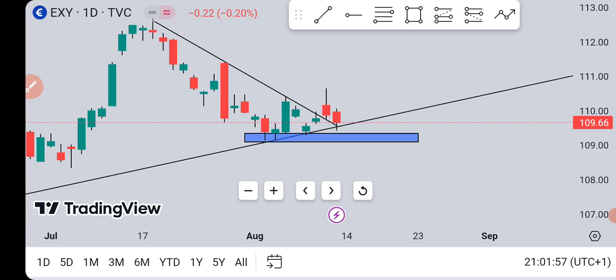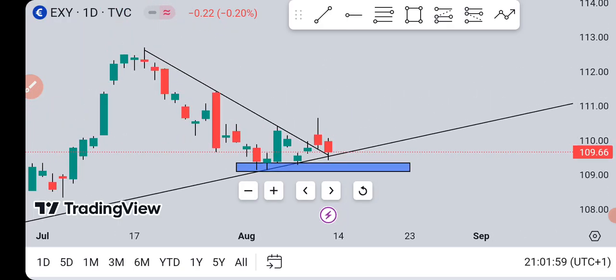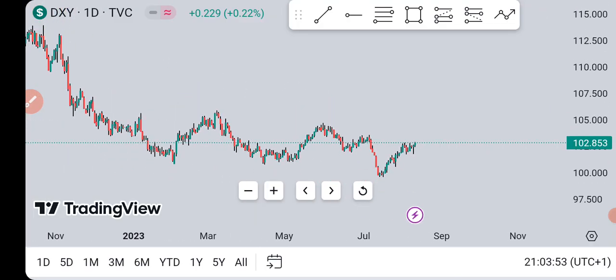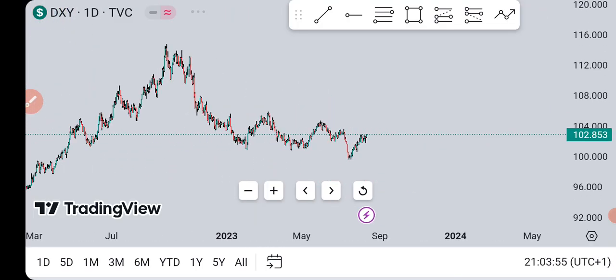So the euro index here is bullish. Now the index I want to show you is the dollar index. Let me quickly move to the dollar index and show you what I want to show you, because I need to make this video very short. So guys, this is the dollar index. You can see the dollar index is in a downtrend, and this is what I'm expecting.